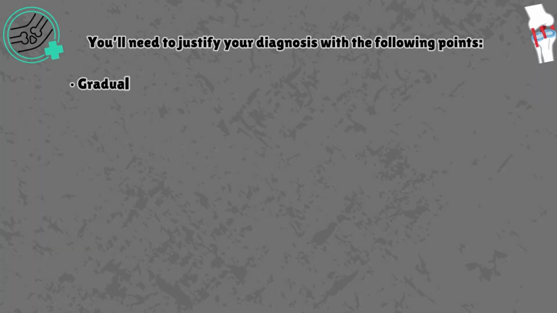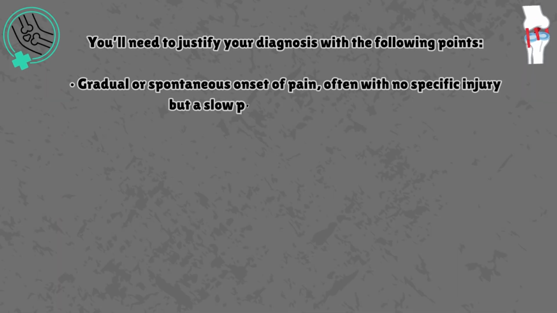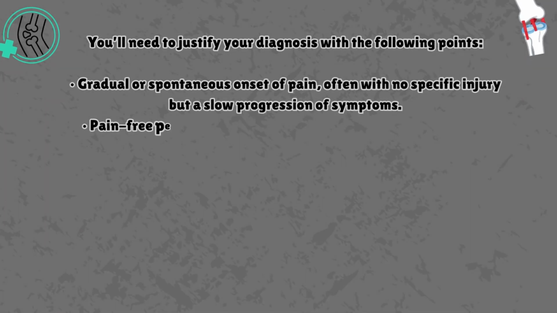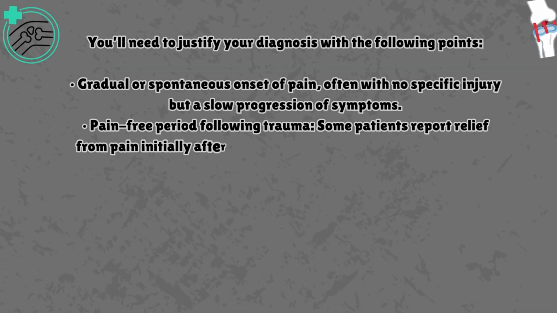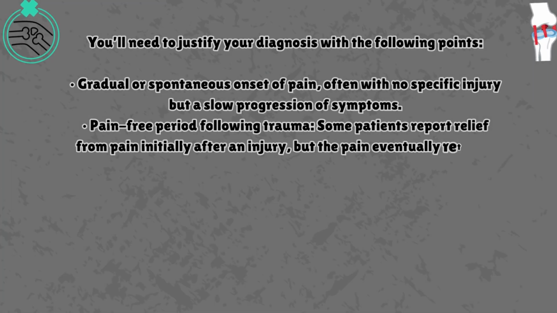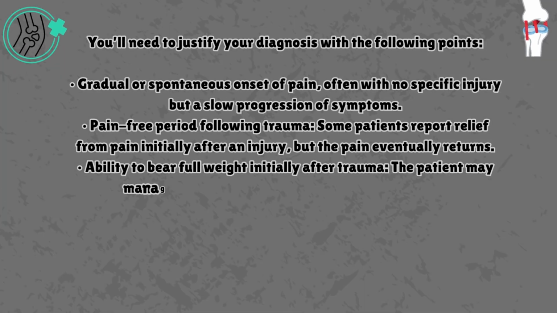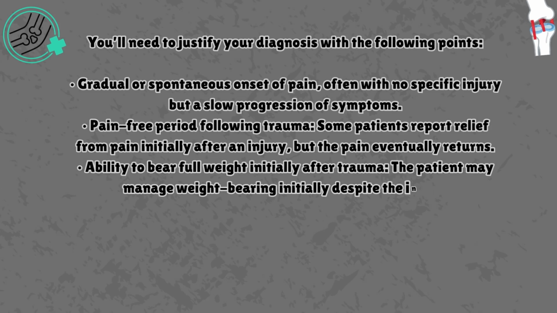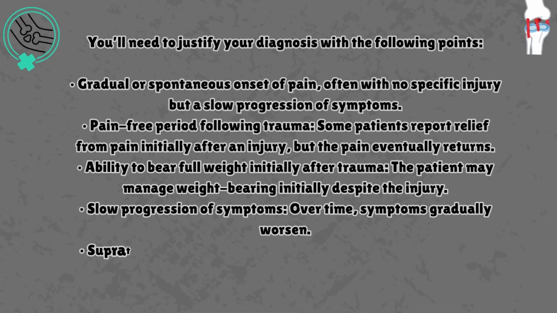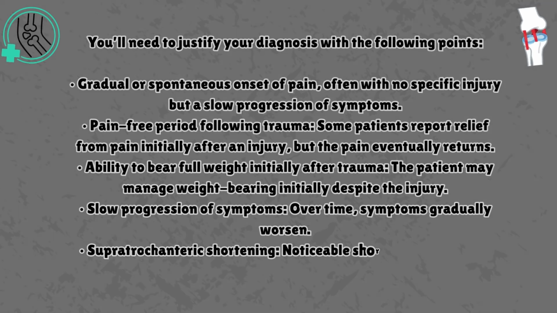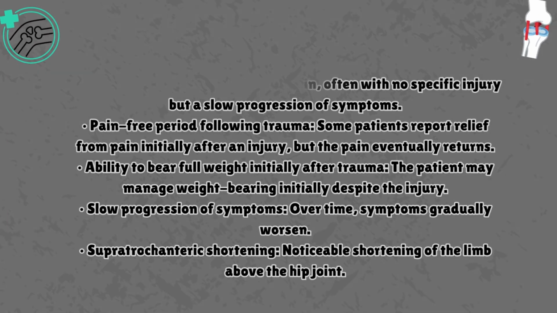Gradual or spontaneous onset of pain, often with no specific injury but a slow progression of symptoms. Pain-free period following trauma. Some patients report relief from pain initially after an injury, but the pain eventually returns. Ability to bear full weight initially after trauma. The patient may manage weight bearing initially despite the injury. Slow progression of symptoms. Over time, symptoms gradually worsen. Supratrochanteric shortening, noticeable shortening of the limb above the hip joint.